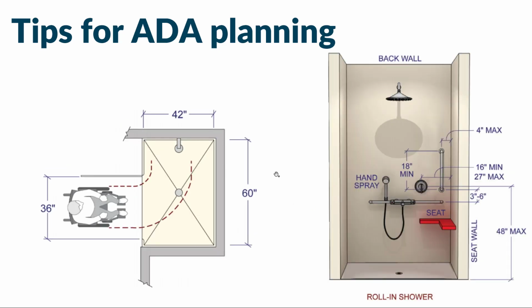Again, some more measurements for typical scenarios. Another kind of roll-in situation here, 42 by 60 inches, and seeing what that might look like as well. Seeing that we have, again, our 48-inch max for the controls that are offset from the center, and our grab bars can be no more than 4 inches away from that wall, okay, and no more than 3 to 6 inches between the grab bar and the controls.